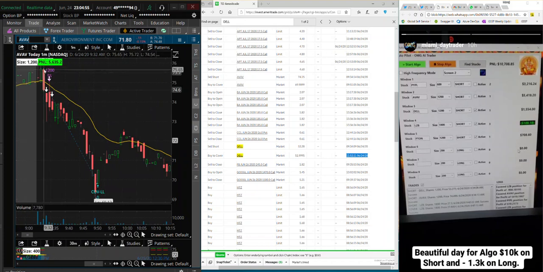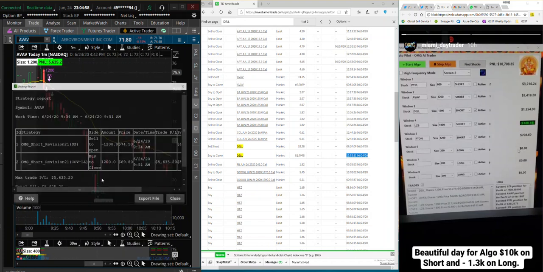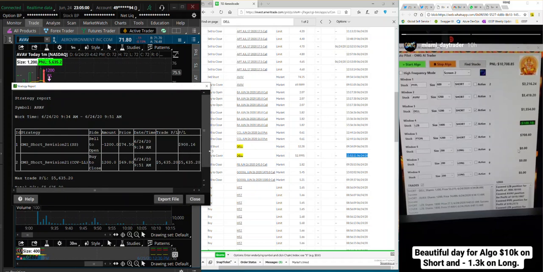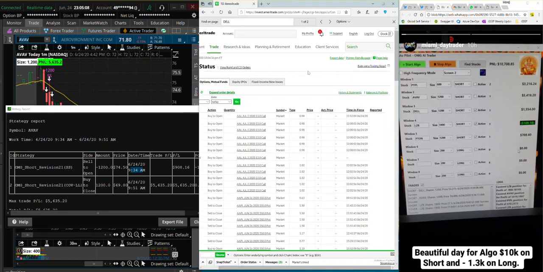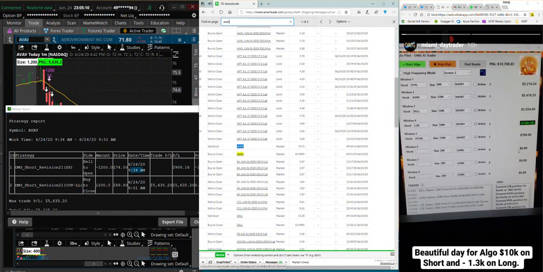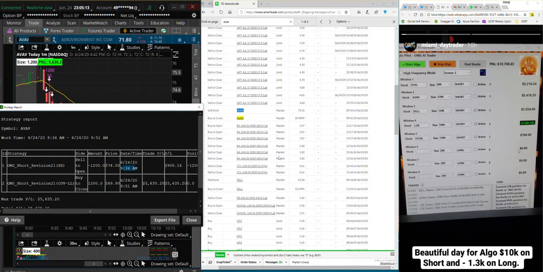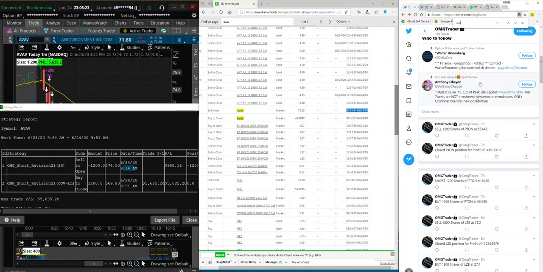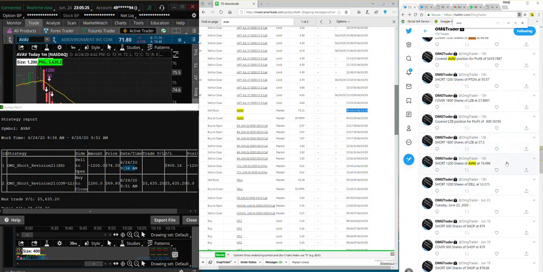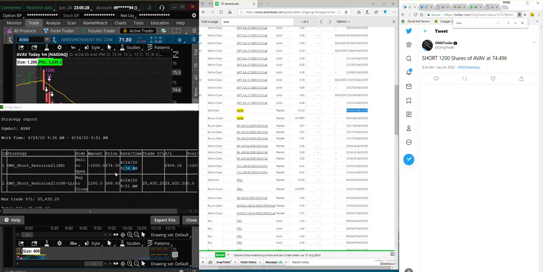As you can see here in my report, let's show the report. So it went short at exactly 9:34. Let's go and see what time stamp it registered on the Ameritrade website. On the Ameritrade website, you can see it actually did a sell short at 9:34. And I also posted that same trade on Twitter at 9:34, so it is basically posting exactly at the same time.